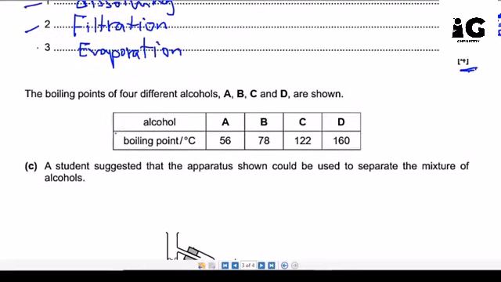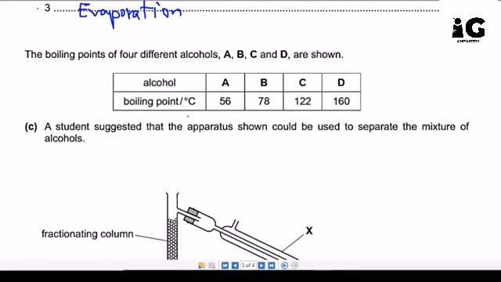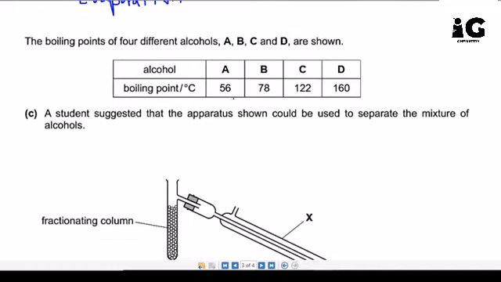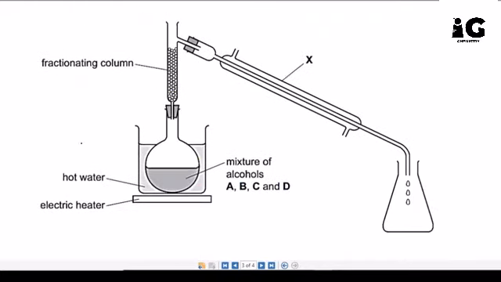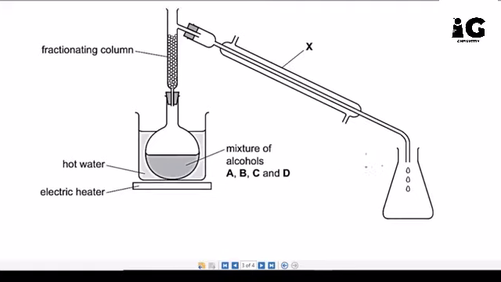Okay, next part, here we have the boiling points of 4 different alcohols, A, B, C, and D. So you see here different boiling points of different alcohols, A, B, C, and D. A student suggested that the apparatus shown could be used to separate the mixture of alcohols. So this is the apparatus. Here we have hot water in the flask. This is the electric heater, the fractionating column, and here this is X. Mixture of alcohols, A, B, C, and D. And here this is the liquid.